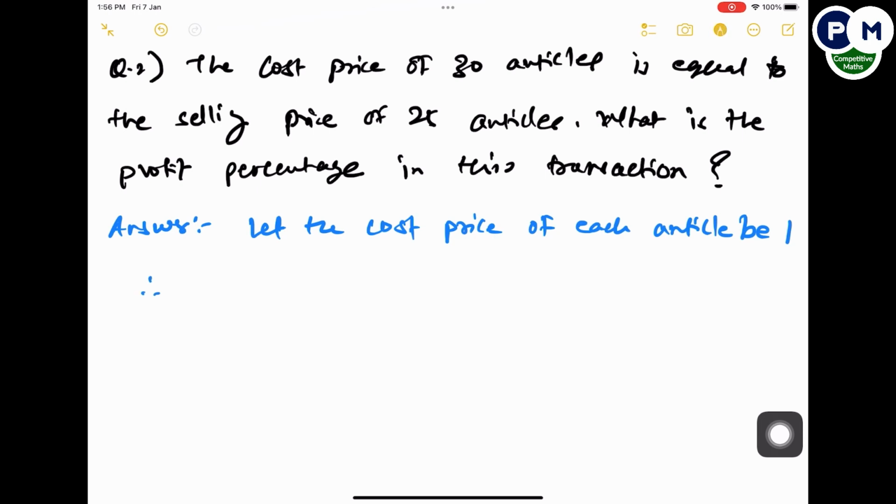Here is the next problem statement. The cost price of 30 articles is equal to the selling price of 25 articles. What is the profit percentage in this transaction? Here is an answer with explanation.